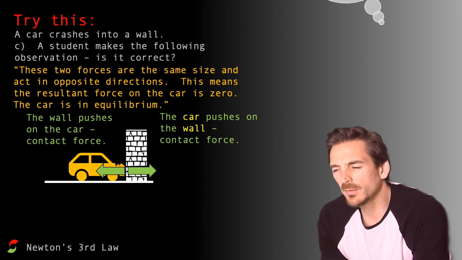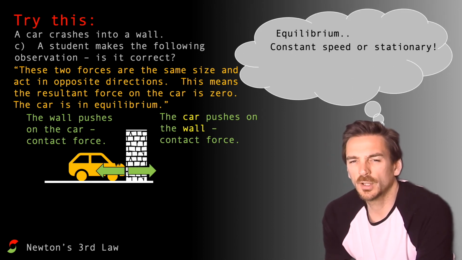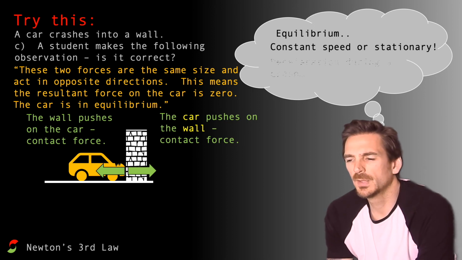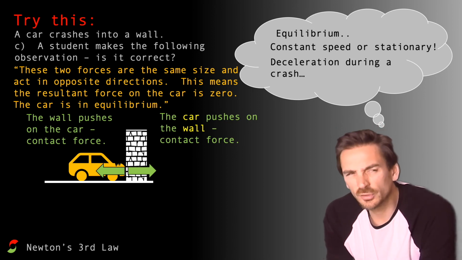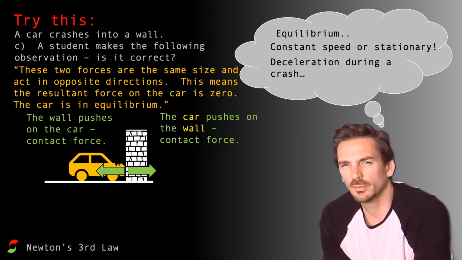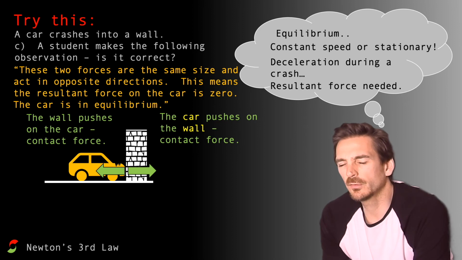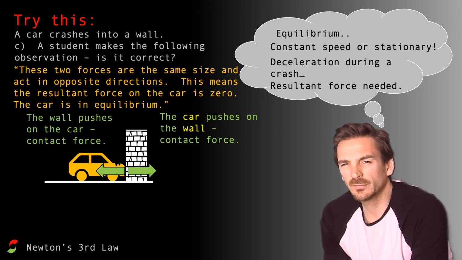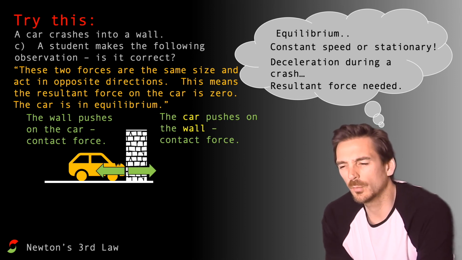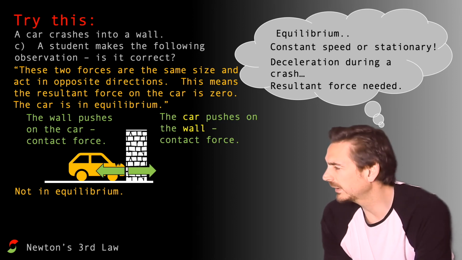So what I'm thinking about this is, well, equilibrium means that it's moving at a constant speed or it's stationary. Deceleration occurs during a crash though, which is not equilibrium. And that means that a resultant force is needed. So it sounds like it's not correct. But why isn't it correct? Well, it's definitely not in equilibrium because of the deceleration.